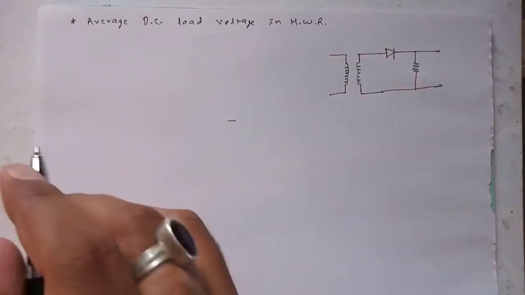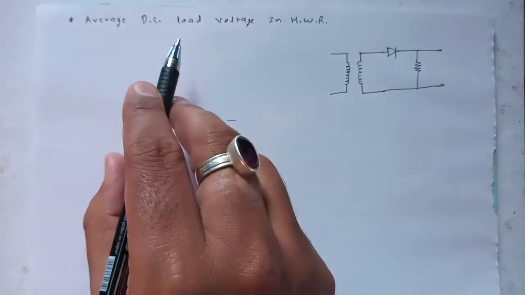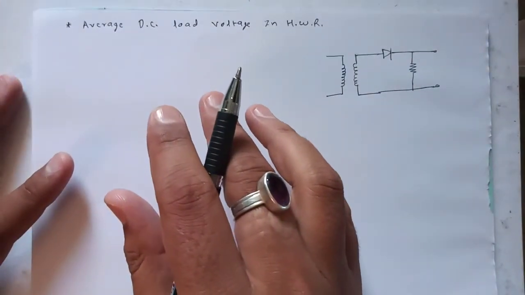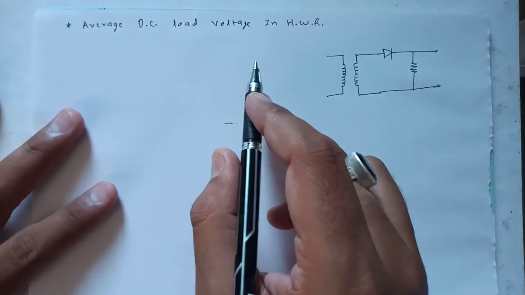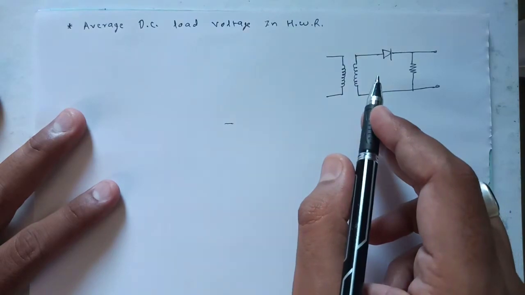Hello everyone. Here we are interested in getting the equation of the average DC load voltage in case of half wave rectifier. We have derived the equation for the current for the same circuit previously. Now what we are interested in deriving is the equation for the voltage. First of all, the circuit we know now. I will not repeat the working.